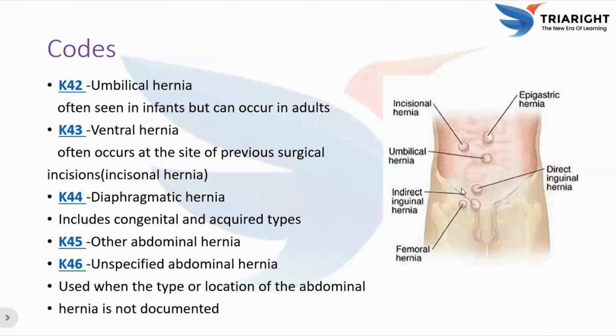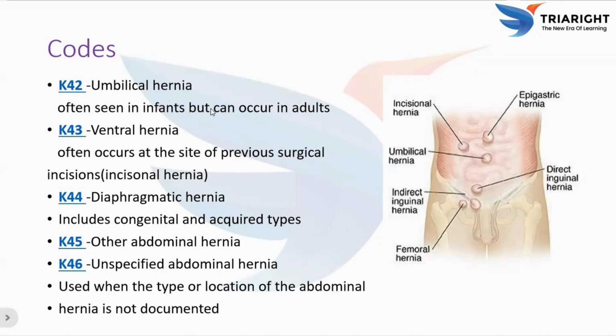It is occurring in the groin area, whereas a femoral hernia is below the groin. So this is the groin. In the groin area exactly is an inguinal hernia. So below the groin area it's a femoral hernia. And then the K42 code is assigned for umbilical hernia. So whenever a patient is diagnosed with umbilical hernia, just give this ICD-10 code called K42.